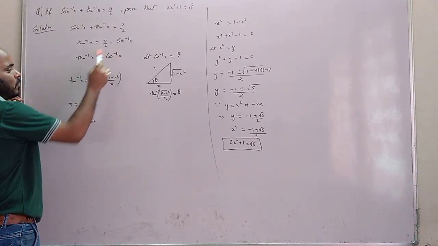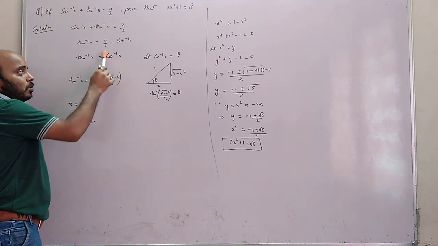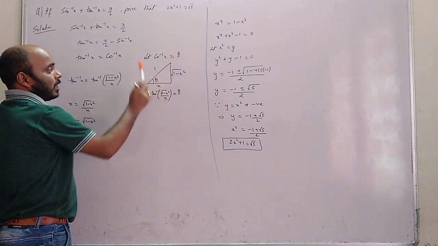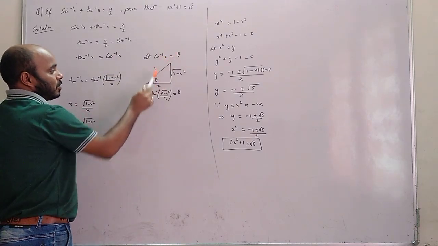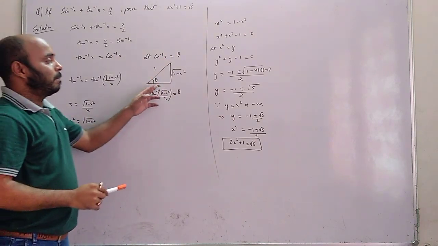So I am converting cos inverse into tan inverse. Since we are converting cos inverse into tan inverse, there are no coefficients. So I will use the triangle method. Taking cos inverse x as theta, theta is base by hypotenuse, base is x, hypotenuse is 1. Then what is the perpendicular? Under root hypotenuse square minus base square.